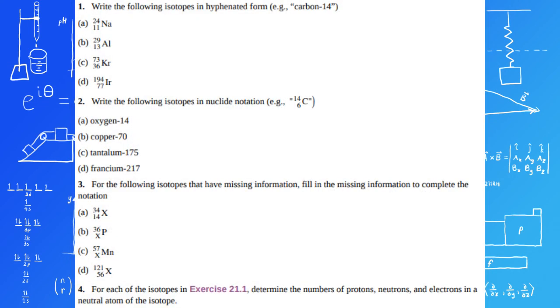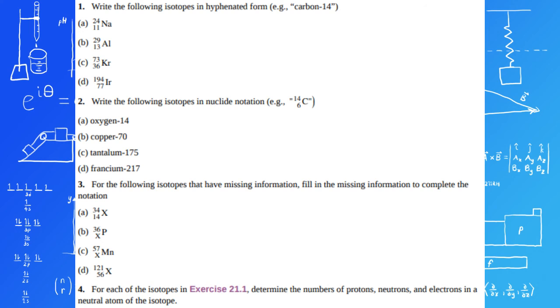Write the following isotopes in hyphenated form. So for example, carbon-14. We saw this way back in, I think, video number 3. If you don't remember how to do this, it shouldn't be too hard to go back and review it real quick. It's super easy. It's the name of the element, hyphen, and then the mass number. You don't need the atomic number because the name of the element gives it away. You can just look it up on the periodic table.